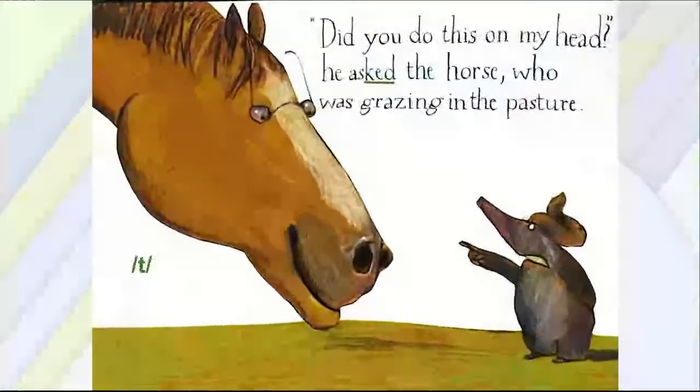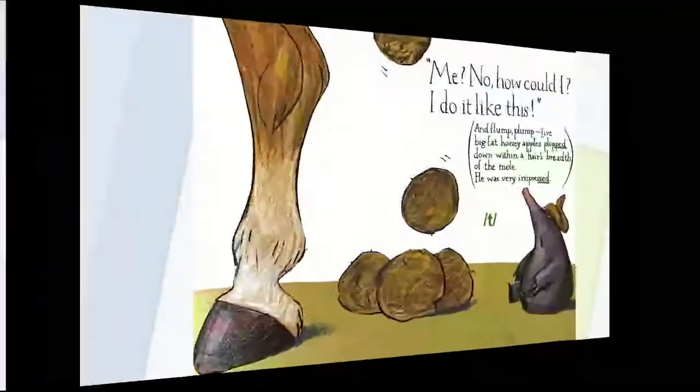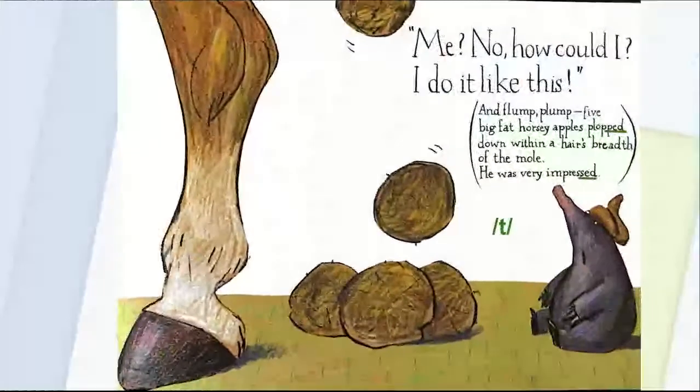"Did you do this on my head?" he asked the horse, who was grazing in the pasture. "Me? No, how could I? I do it like this." And flump plump, 5 big fat horsey apples plopped down within a hair's breadth of the mole. He was very impressed.